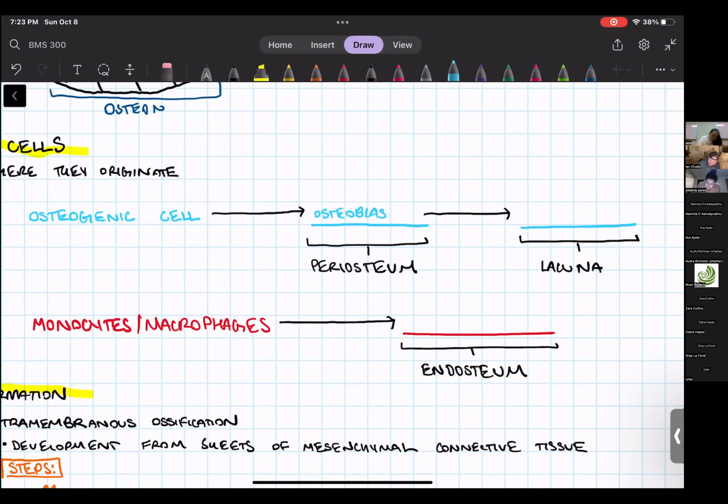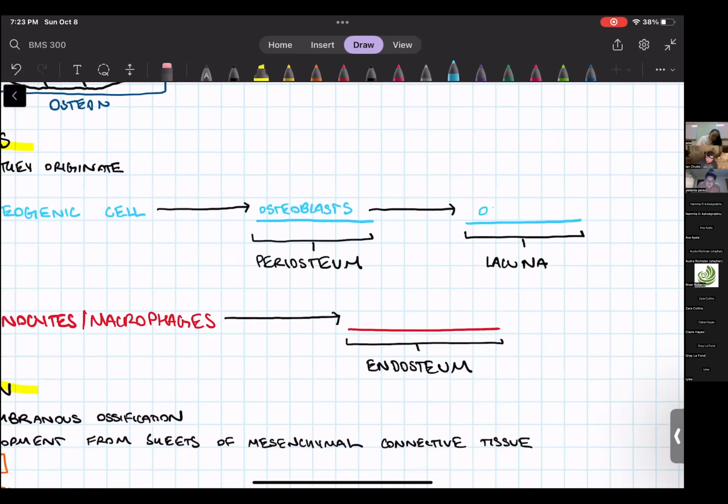And then what do osteoblasts become once they're locked into the lacuna? Osteocytes. Perfect. So once they're locked in the lacuna, they become osteocytes. They can now maintain bone using RANK, SOST, all that fun chemical stuff.